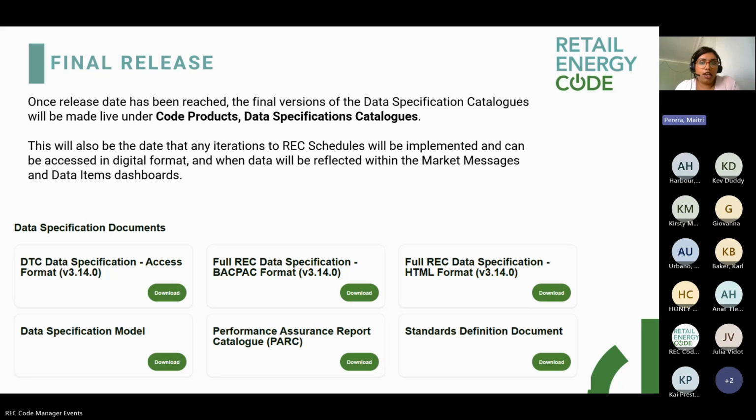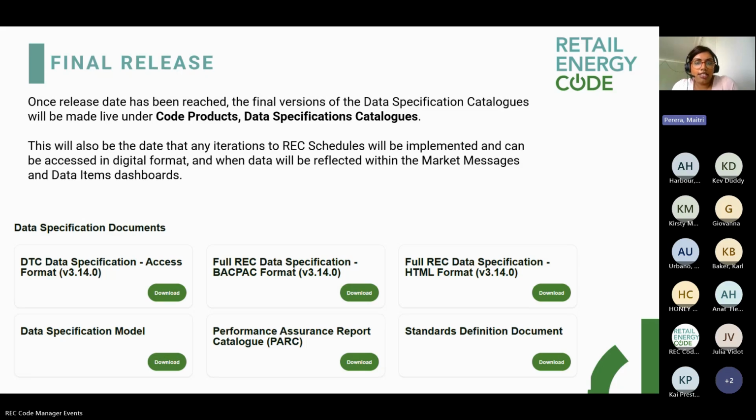So once the release window date has been reached, the final new iterated versions of the data specification catalogs will be released to the REC portal under code products, data specification catalogs. The market messages and data items dashboard will also be updated, and any REC data, digital REC schedules and documents will be updated as well.